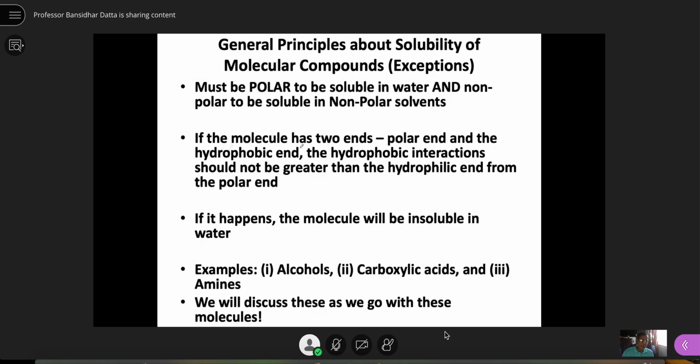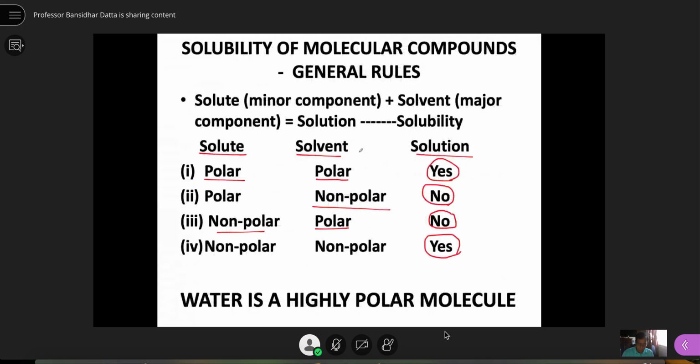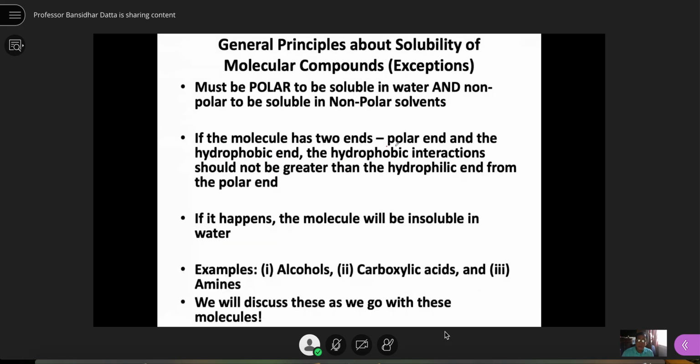Now, if the molecule has two ends, one is a polar end, another is a non-polar end, which is hydrophobic. Non-polar end is called hydrophobic. They hate water. So polar end likes water, non-polar end hates water, hydrophobic. And if the hydrophobic interaction is much greater than the polar end, which is the hydrophilic interaction, then basically the molecule will not dissolve, although the molecule is a polar.